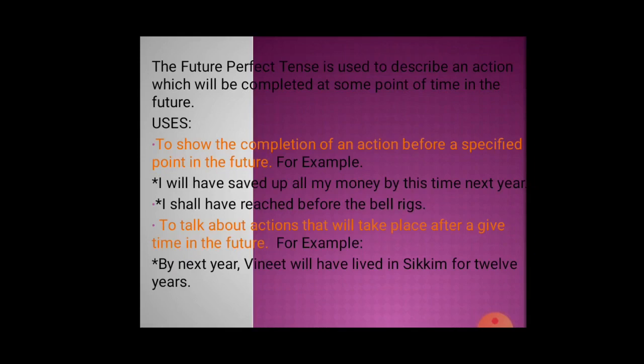It is also used to talk about actions that will take place after a given time in the future. For example, by next year, Vineet will have lived in Sikkim for 12 years. Now here, when we talk about the action which will take place in the future after a given time, like by next year, we are just planning that by next year, Vineet will have lived in Sikkim for 12 years. Means by next year, there will be 12 years when Vineet will have lived in Sikkim.